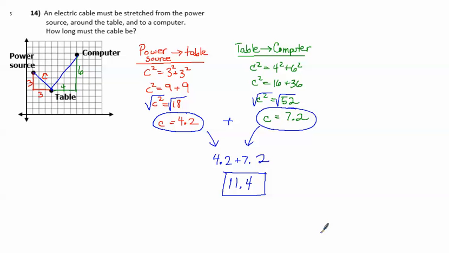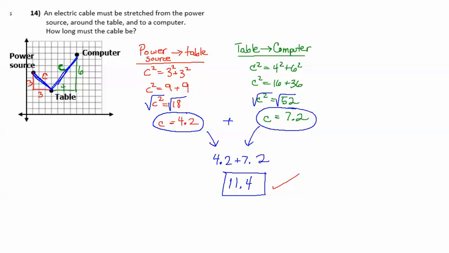Alright, this shows the answer you should have gotten for this problem. I have highlighted in blue the path that the problem is talking about. There's an electric cable that needs to go from the power source around the table and then to the computer. So each segment of the path needed to have its own Pythagorean theorem calculation, and you would have figured out 2 different lengths of C. Those 2 lengths, you should have added them together to get your total length of 11.4.